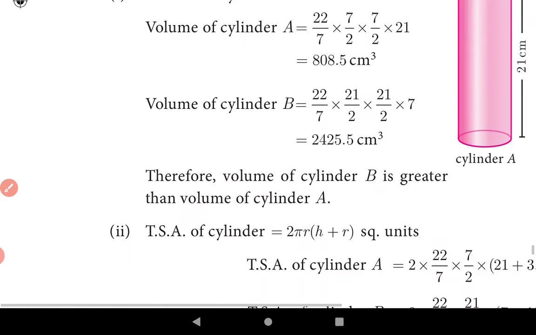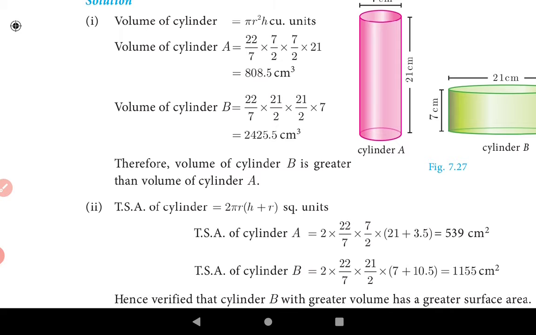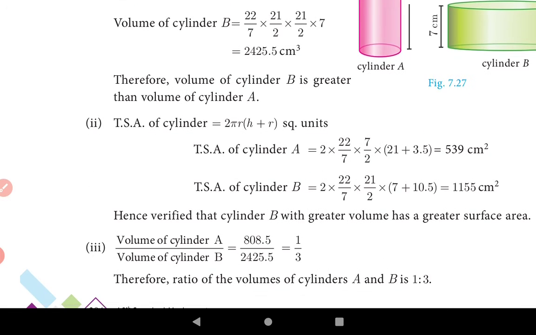Next, what is the question? So already we can see, therefore volume of the cylinder B is greater than the volume of a cylinder A. Now we have to find the TSA of the cylinder A and TSA of the cylinder B. So let us find. So what is the formula? 2 pi r into h plus r. This is the formula to find the total surface area of the cylinder.